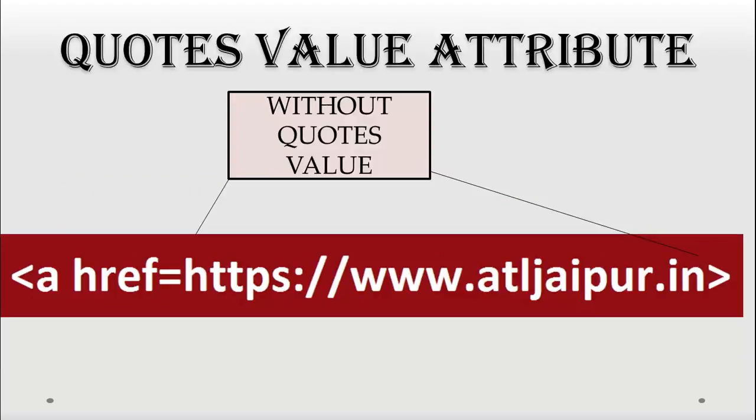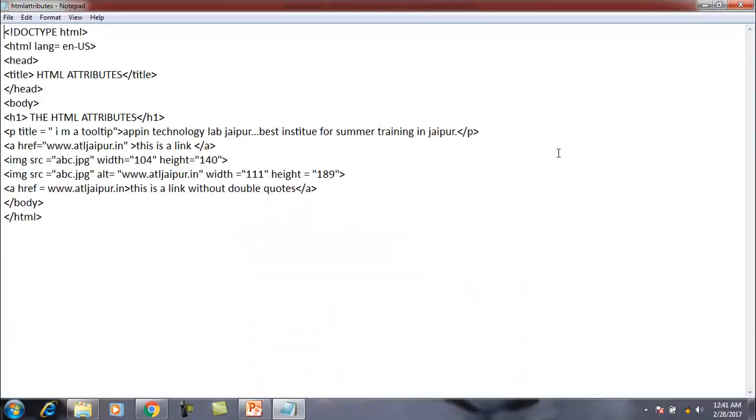Now I am going to explain an example of the HTML attribute. So this is the example of the HTML attribute. The very first is doctype html. html lang equals en-US. This is the language attribute which we have given in the html tag. Open the head tag. Open the title tag. The title is HTML attributes, and close the title tag.